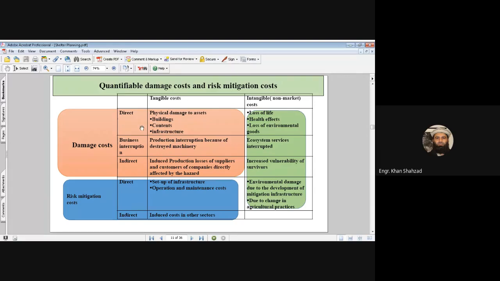Okay, so for the direct, you can see the tangible cost. It is the physical damage to the assets, to the properties, like the buildings, the contents inside these buildings, and the infrastructure. So you can calculate the cost of this. The intangible cost, like loss of life. Some people have lost their life during this crisis or during this disaster, or health has been affected, or he has lost his one hand or one leg. Loss of environmental goods.